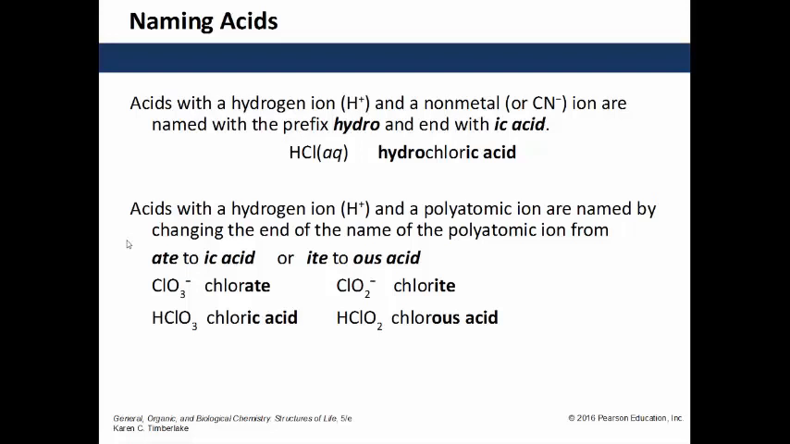Now, acids with a hydrogen ion and a polyatomic ion are named by changing the end of the name of the polyatomic ion. If the polyatomic ion ends with ate, it will be changed to the ending ic. This ion here, chlorate, if you add a hydrogen ion to it, you get chloric acid.